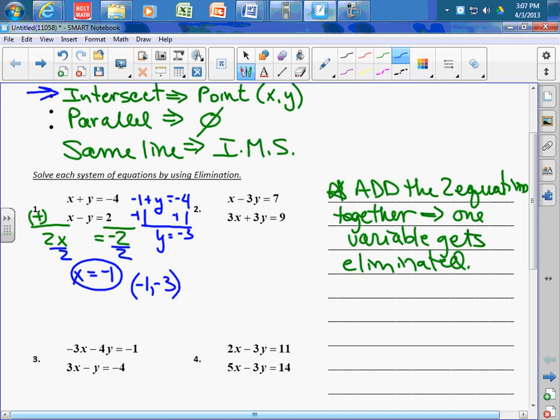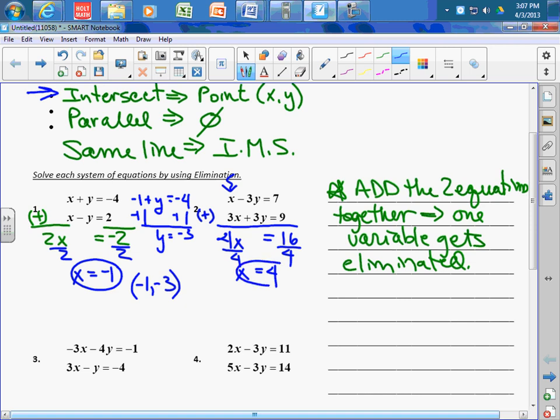Look what happens when I add the two equations in number 2. When I add the x's, I get x plus 3x is 4x. Look what happens with the y's. They're going to cancel, equals 7 and 9 are 16. Dividing both sides by 4, I get x is equal to 4. We're not done though, right?